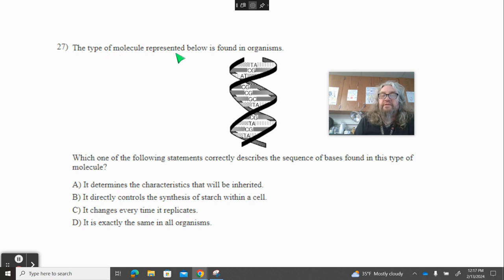27. The type of molecule represented below is found in organisms. Which one of the following statements correctly describes the sequence of bases found in this type of molecule? A, it determines the characteristics that will be inherited. B, it directly controls the synthesis of starch within a cell. C, it changes every time it replicates. D, it is exactly the same in all organisms.